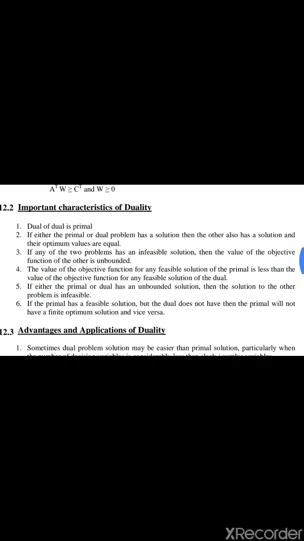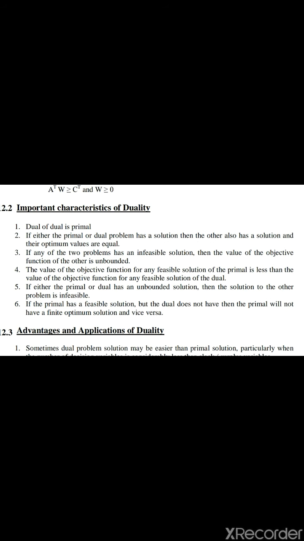Then coming to third one, if any of the two problems has an infeasible solution, then the value of the objective function of the other is unbounded. Again, for example, if primal problem has infeasible solution, then the value of objective function of dual problem, that is z value of a dual problem, is unbounded.